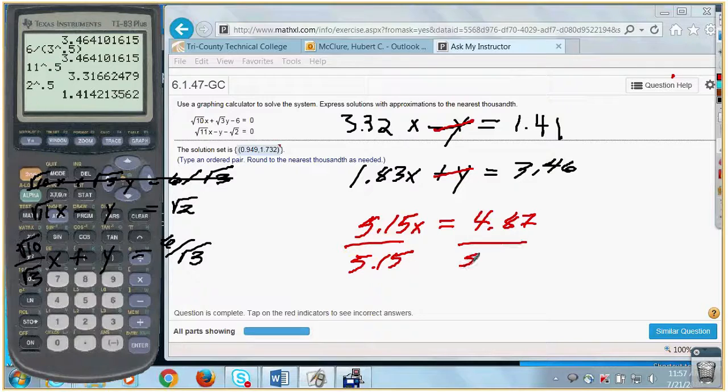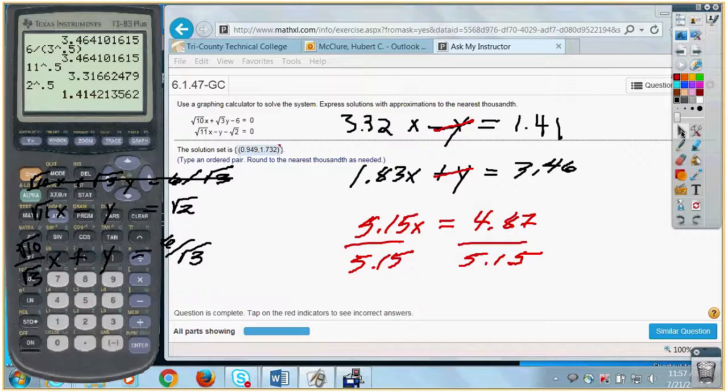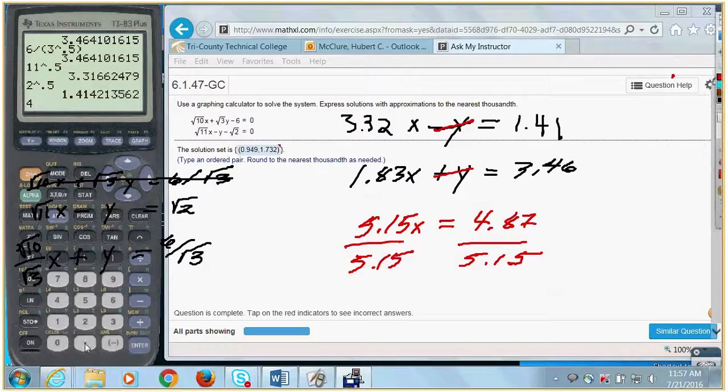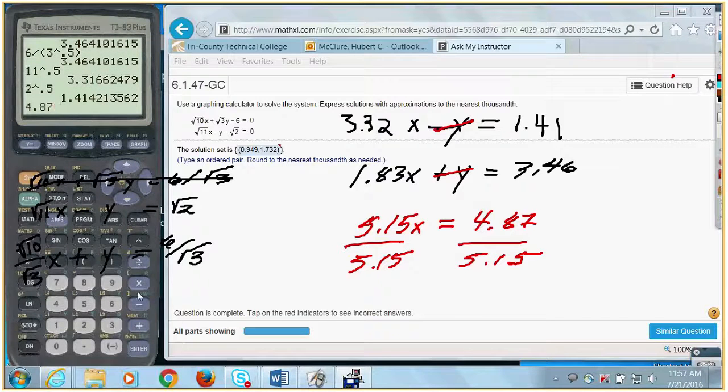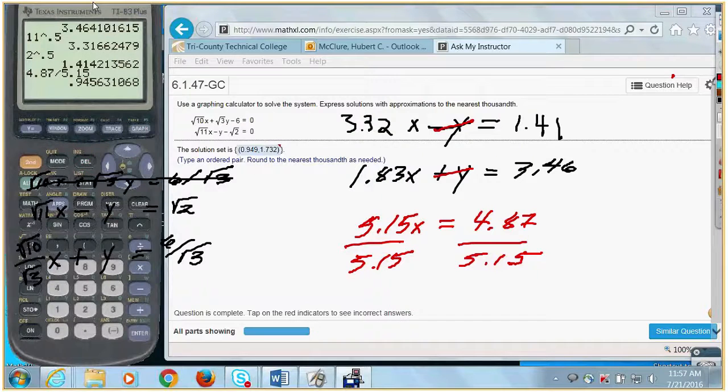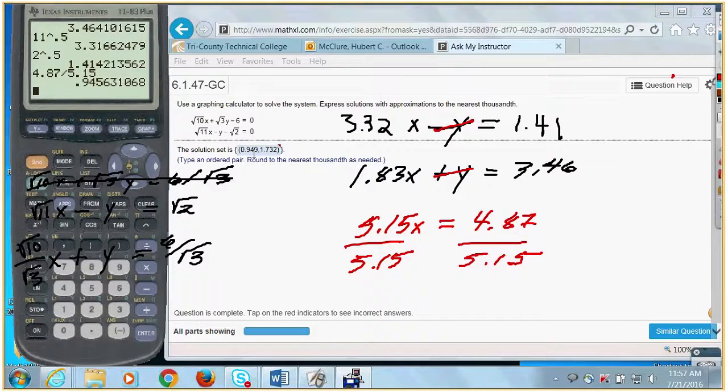And divide by 5.15. Take our handy dandy calculator. And 4.87 divided by 5.15, that's 0.95, and I think that's what they got right there. Now the reason it's 0.949 against 0.95 is I rounded mine to the second decimal point. They're wanting you to keep the whole 10 digits in there.